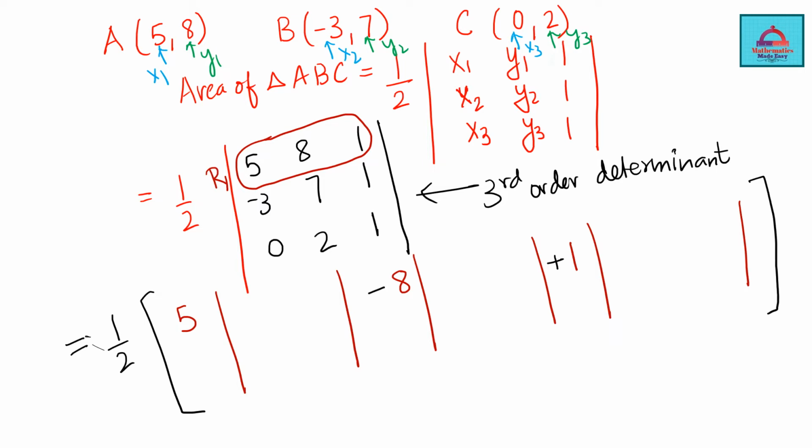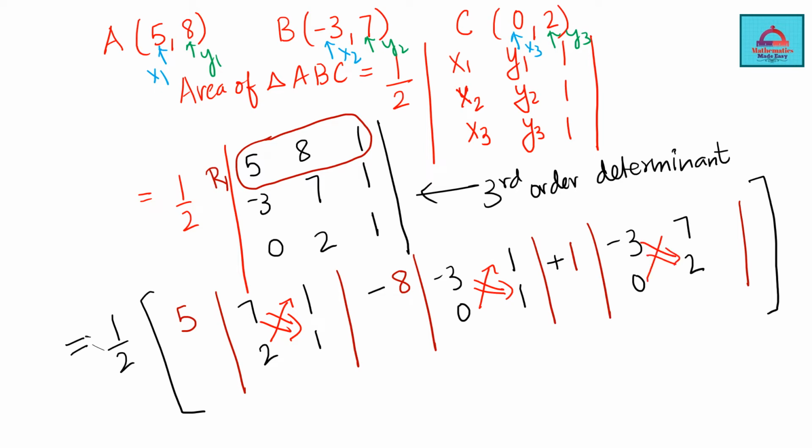Now let's fill in the value. So for 5, I remove R1, I remove C1. So inside 7, 2, 1, 1. For the middle element, remove R1, C2. So negative 3, 0, 1, 1. For the last one, remove R1, C3, the row and column containing that element. So these four are left, negative 3, 0, 7, and 2. Now we just use the diagonal rule. First the primary diagonal, then you subtract the product of the secondary diagonal. We do that for all these three matrices of second order.